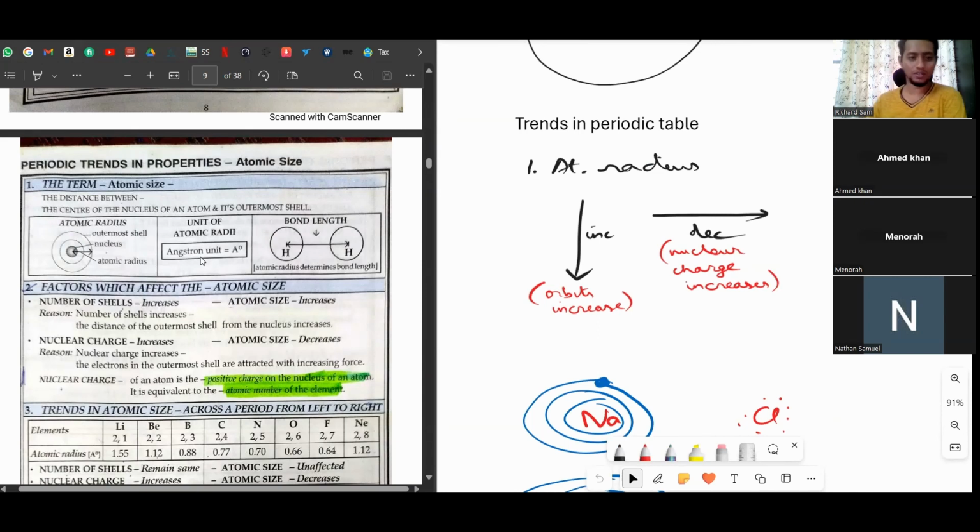How much is one angstrom? One angstrom is 10 raised to minus 10 meters. So that's a very small unit. That is the unit to measure atomic radius. Then you have the distance between the centers of two different atoms. That distance is called bond length, or as in your book, internuclear distance.